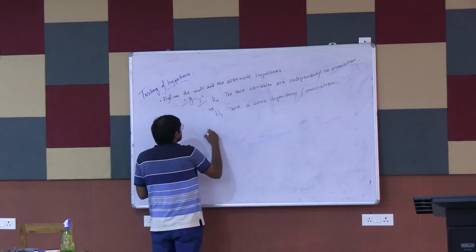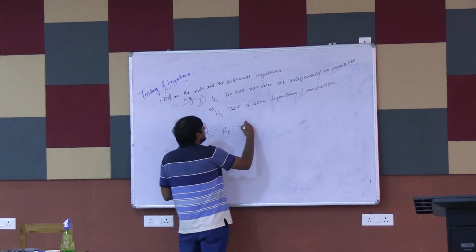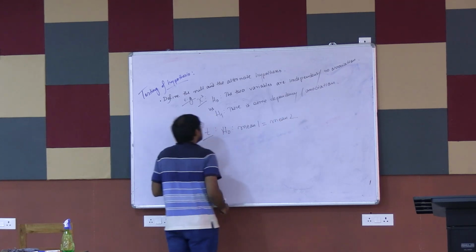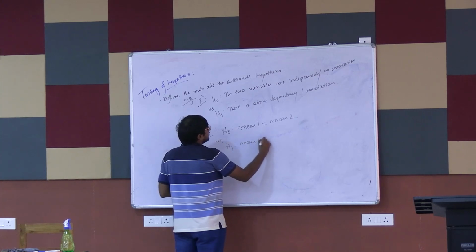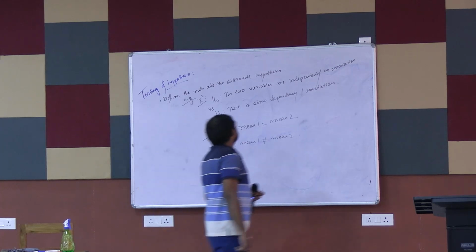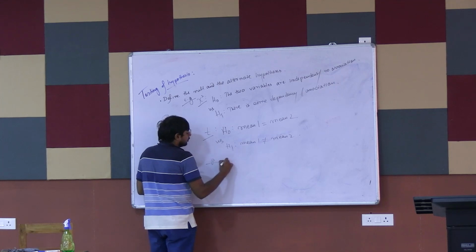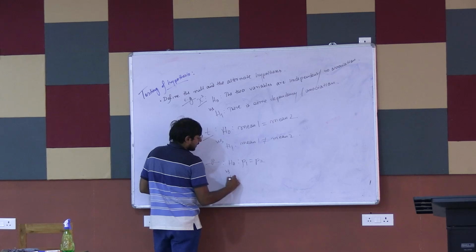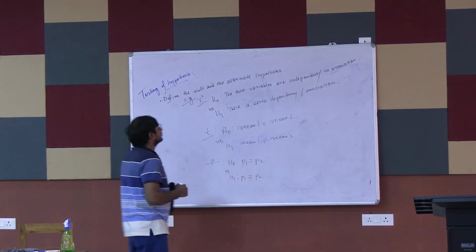For t-test, the null hypothesis would look like this. Mean 1 is equal to mean 2 versus the alternate would look like this. For the proportion test, the null hypothesis would look like this. Okay?